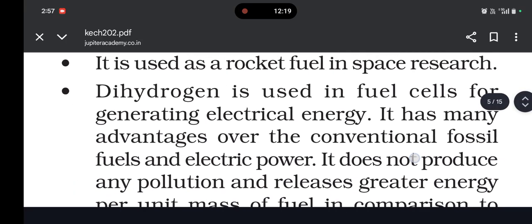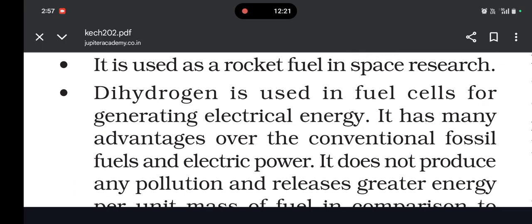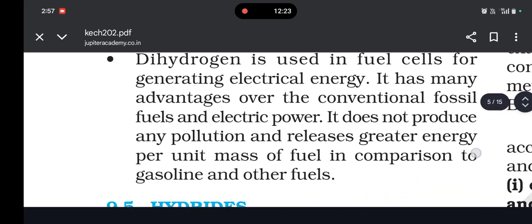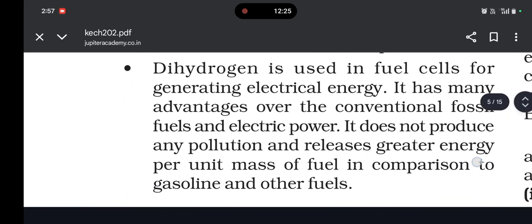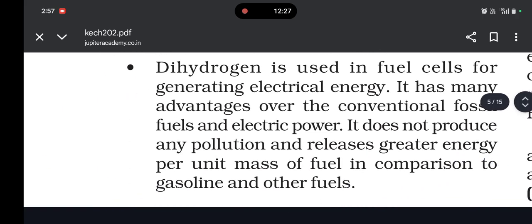It is used as a rocket fuel in space research. Dihydrogen is used in fuel cells for generating electrical energy. It has many advantages over the conventional fossil fuels and electric power. It does not produce any pollution and releases great energy per unit mass of fuel in comparison to gasoline and other fuels.